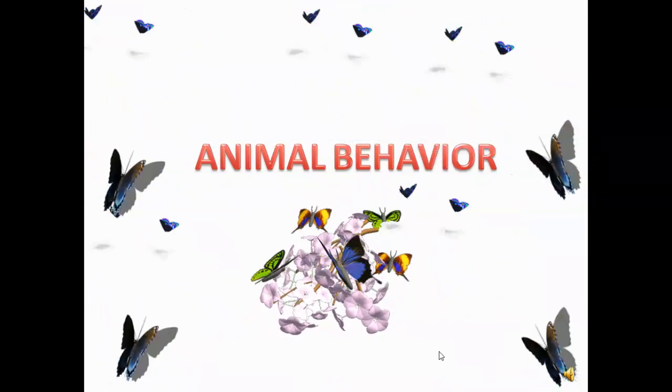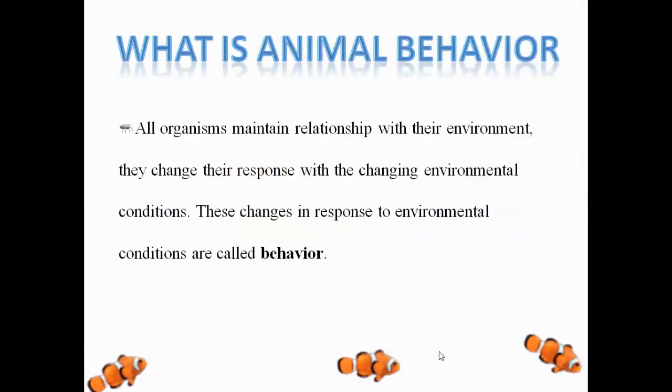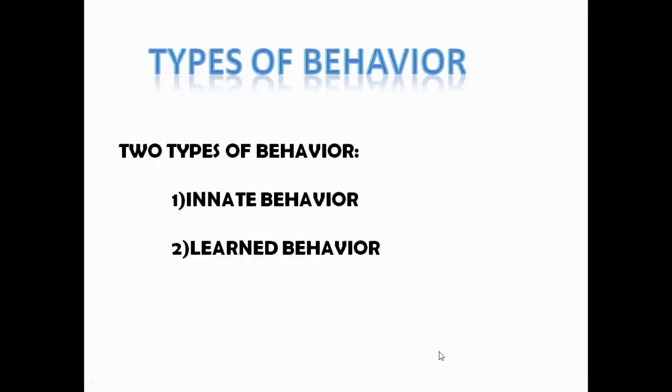Hi girls, now we are going to see animal behavior. So what is animal behavior? All the organisms maintain relationships with their environment. They can change their response with the changing environmental conditions. These changes in response to environmental conditions are called behavior.